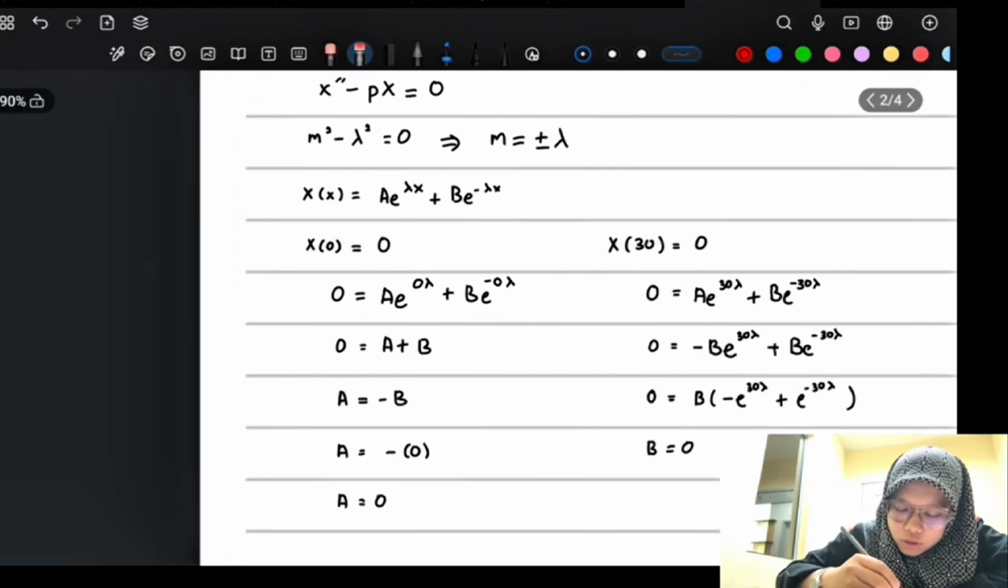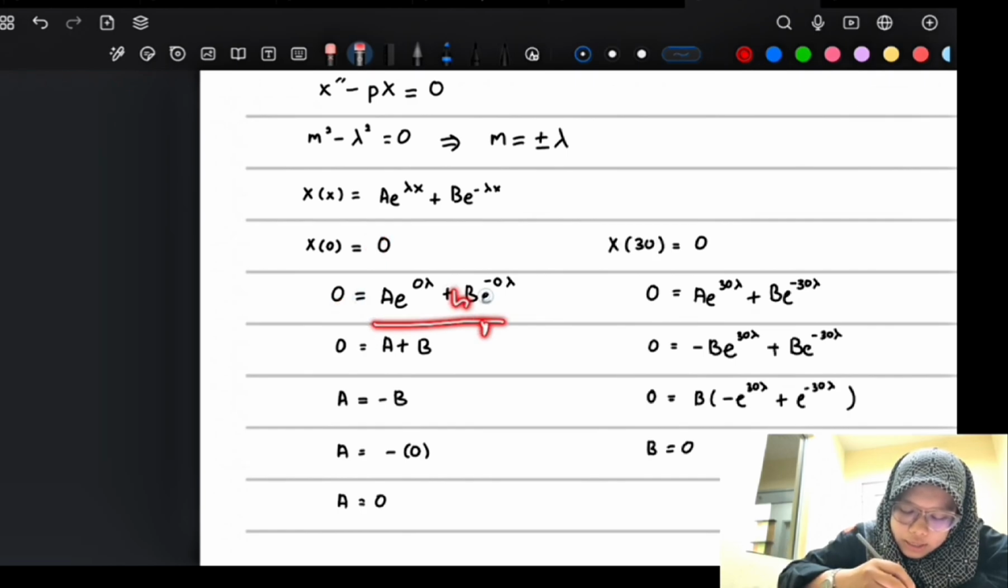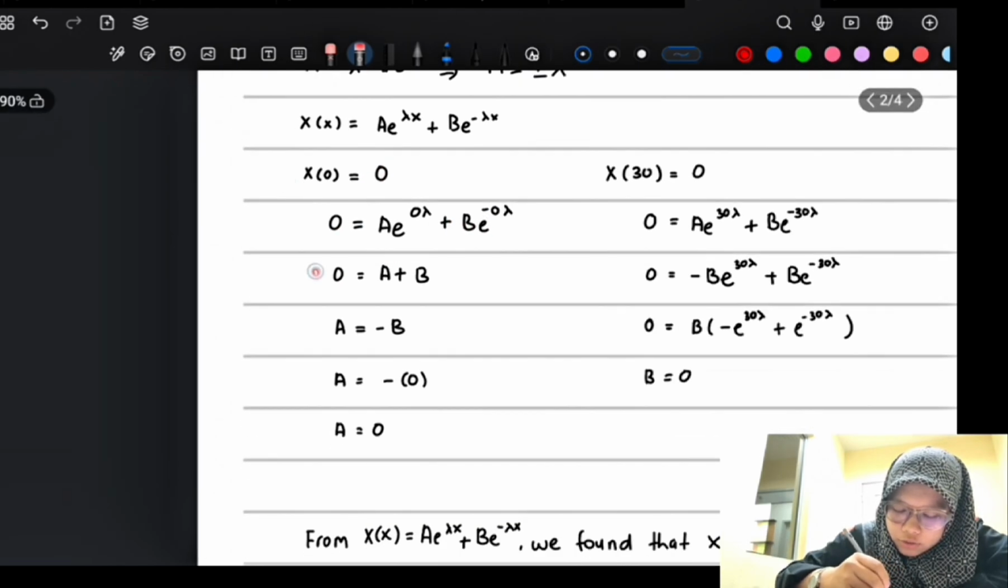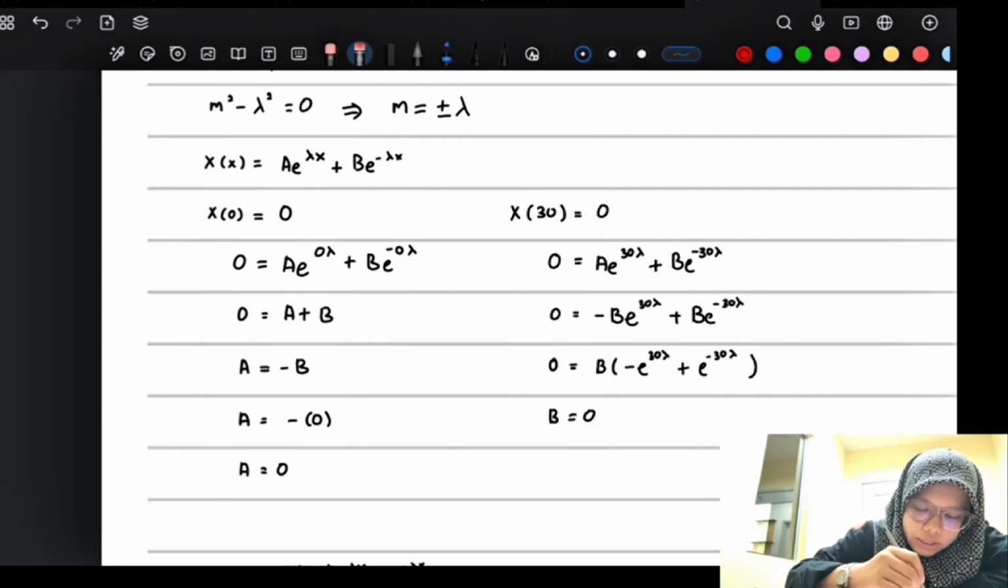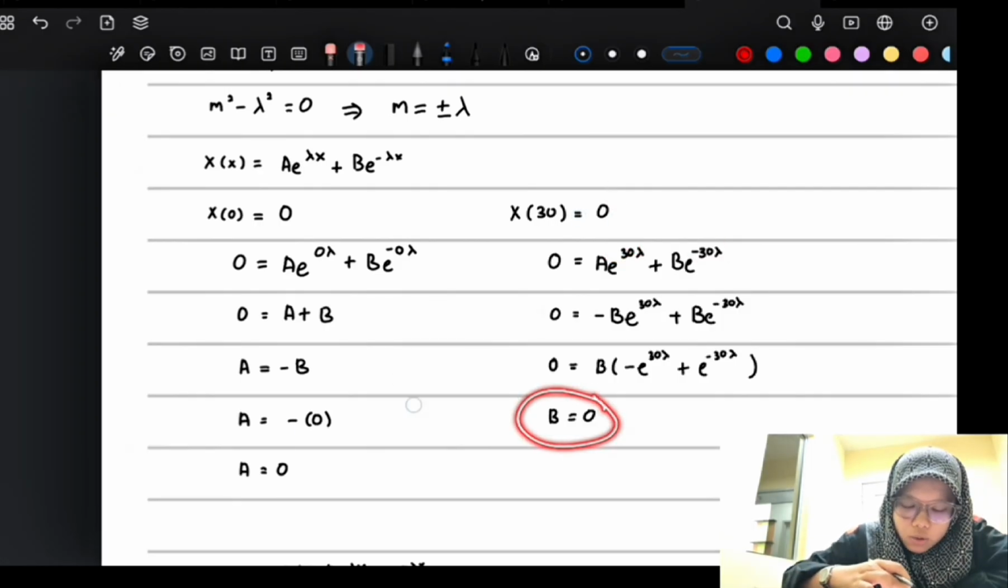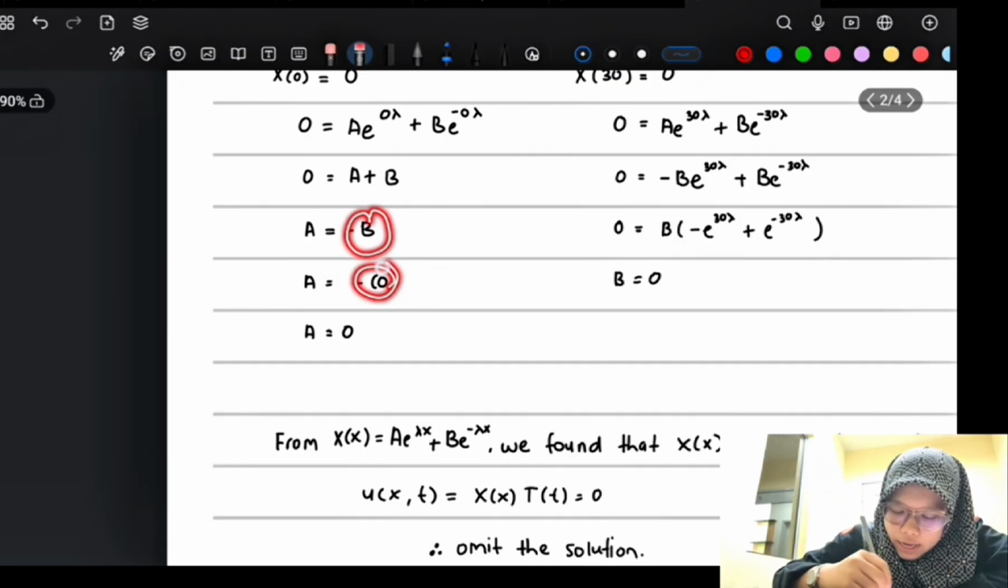So that x(0) equal to 0, 0 equal to a exponent 0 lambda plus b exponent negative 0 lambda. So that we get the final answer is 0, a plus b, or we might get a equal to negative b. Then we will substitute with the other boundary condition, which is x(30) equal to 0. So we substitute x, which is 30, into this x, and we will get the final answer that b equal to 0. So after that, we will turn this b into 0, and a will be 0.